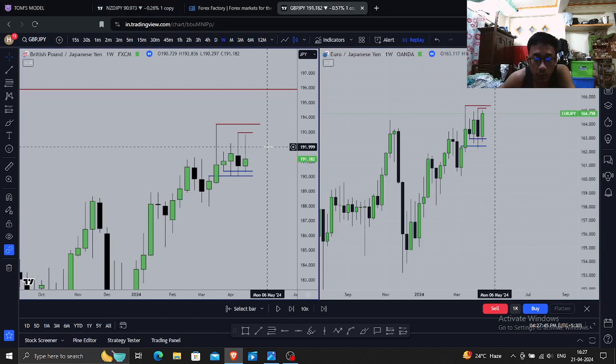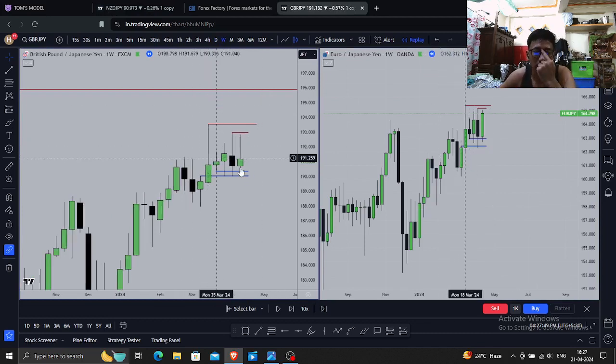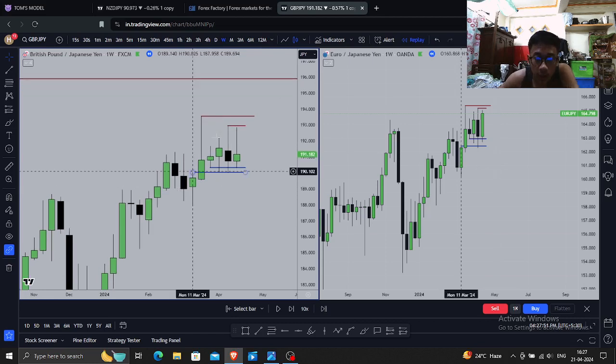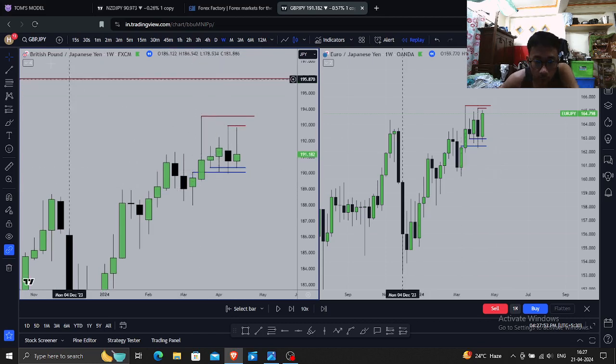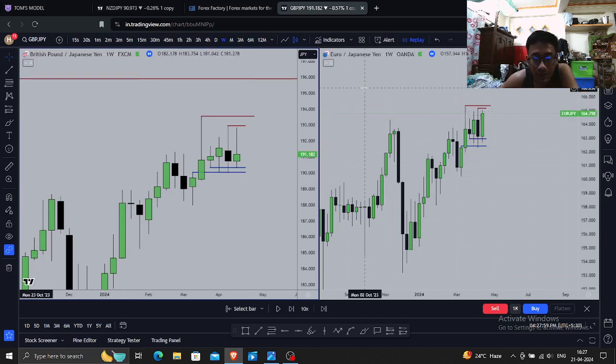So this trade I took in the GBPJPY. Firstly, why do I have two charts here? One chart is for the GBPJPY and this other chart is for the EUR, because I base my trades mainly on the SMT divergence.